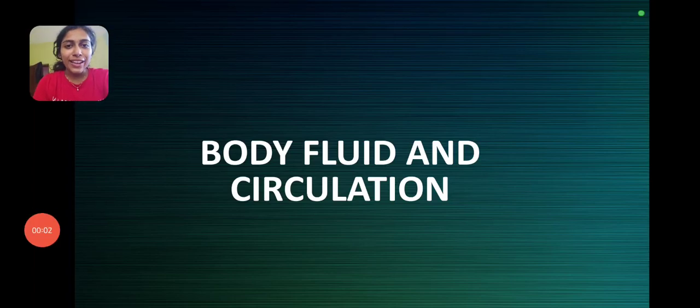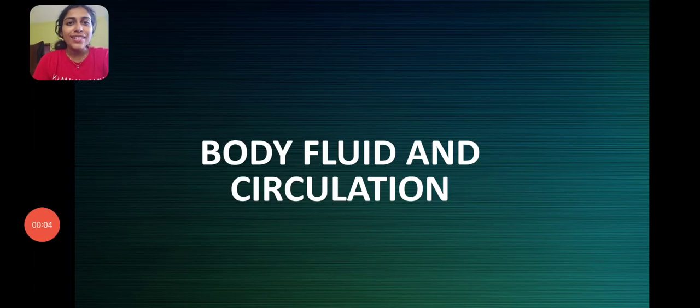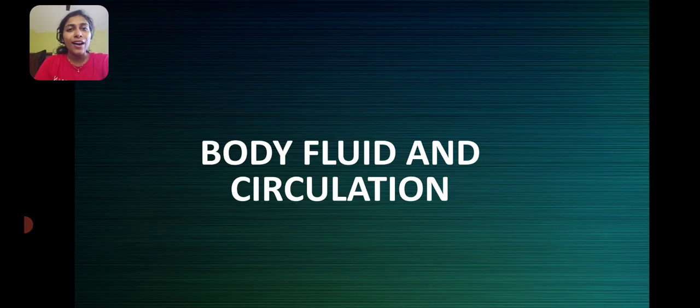Good afternoon, everyone. Today we are discussing the topic of the blood grouping system, from the chapter on body fluid and circulation. As we all know, human beings have different kinds of blood groups, even though the blood appears similar.